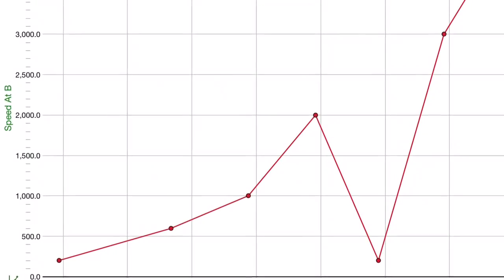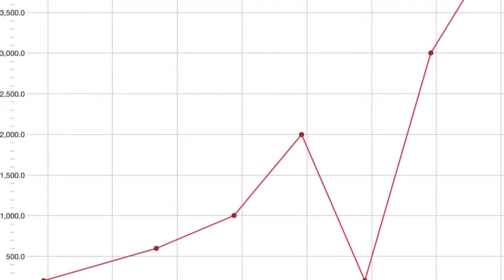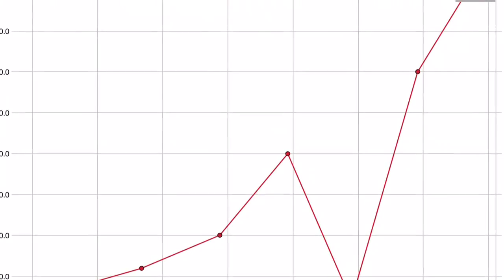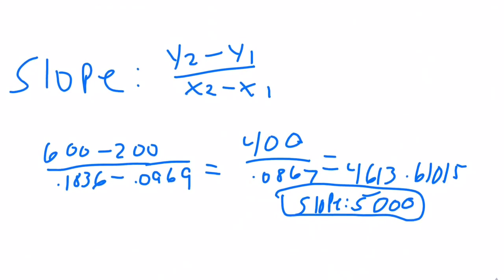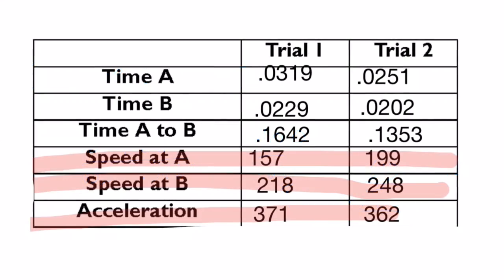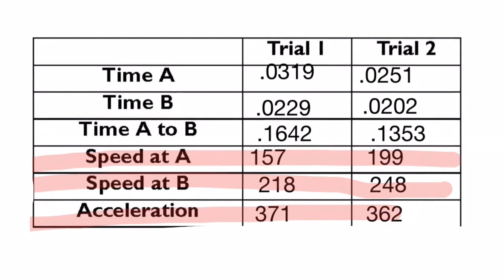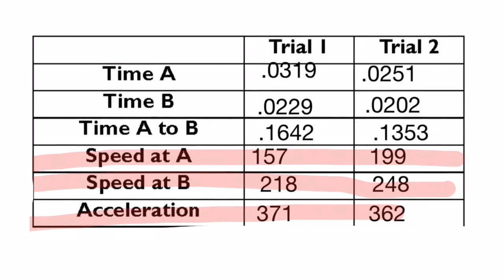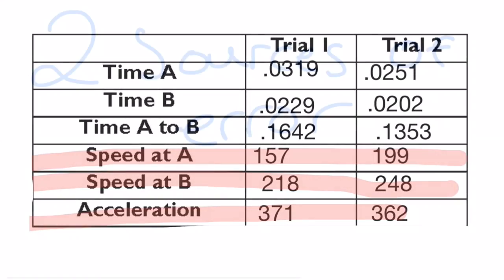Speed at B increases and decreases as time goes on. Acceleration also increases during this. There is no uniform motion. Trial 1 shows that speed at A and B is slower than Trial 2 speed at A and B. But, however, the acceleration is greater in Trial 1 than it is in Trial 2.